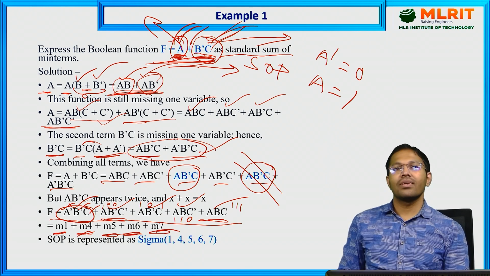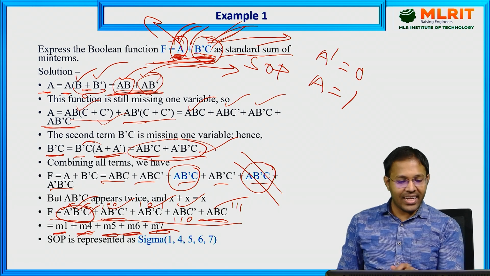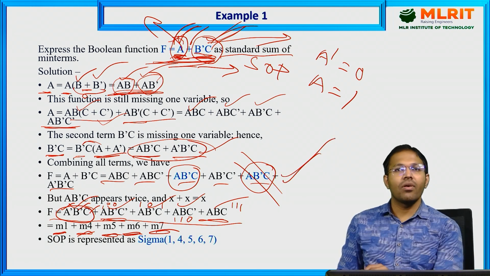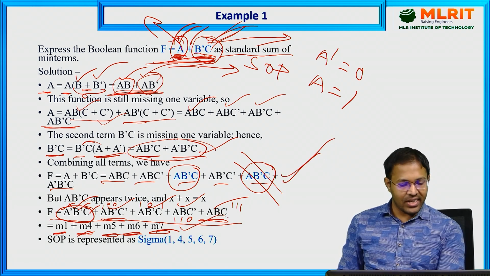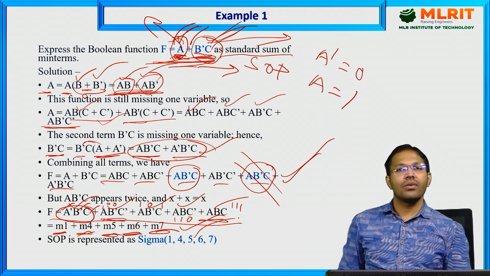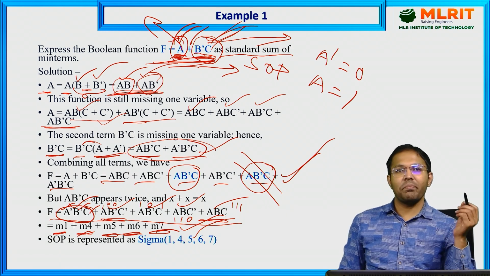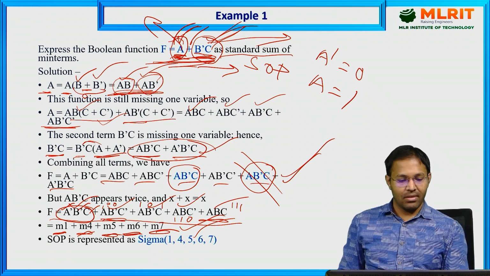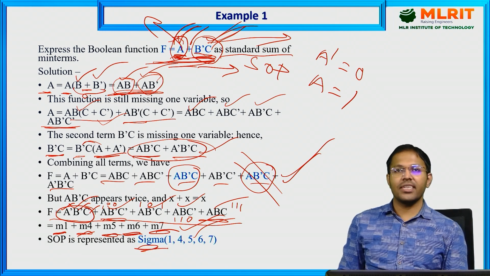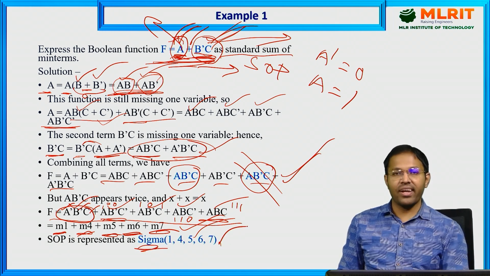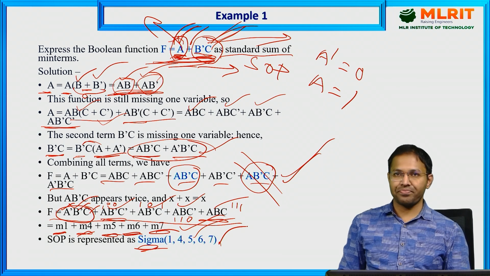So now we can represent the result either in this form or in this form. What we are doing here is simply adding the terms. Addition can be represented by sigma, hence you can represent the final result in this form also.